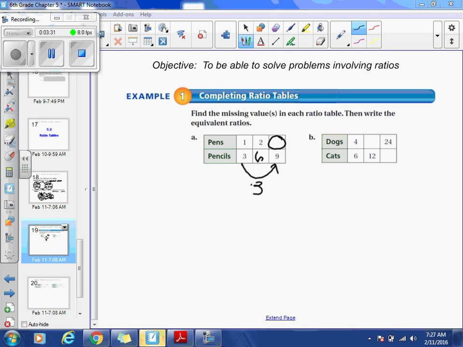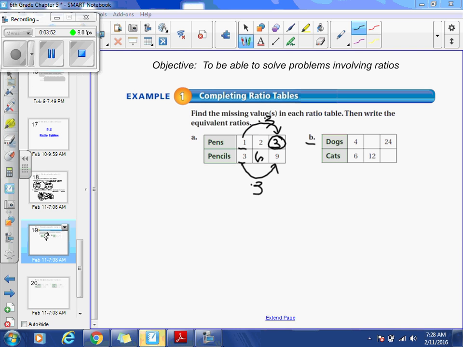I can take that times 3. 3 times 3 is 9. So if I multiply this number of pencils by 3, I should multiply this number of pens by 3. 1 times 3 is 3. So that missing box would have 3. So when you are creating equivalent ratios, you are multiplying and dividing.